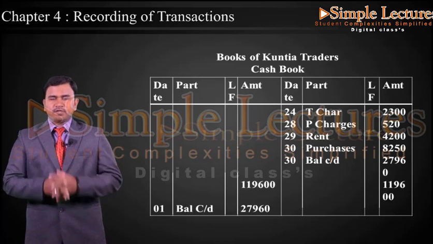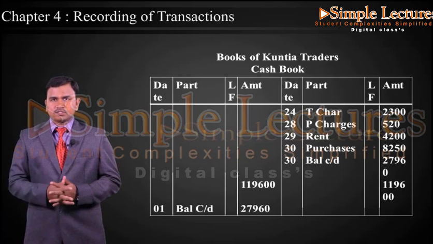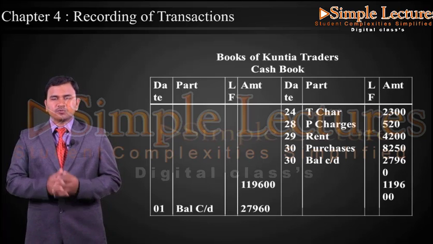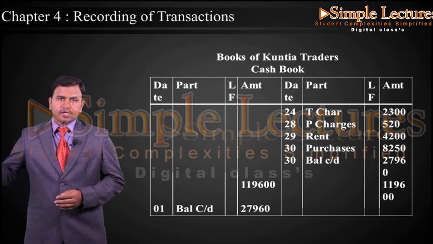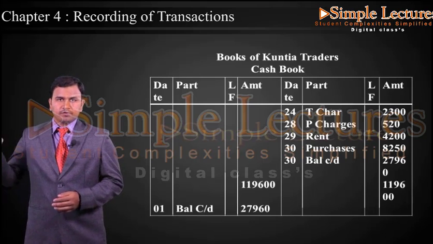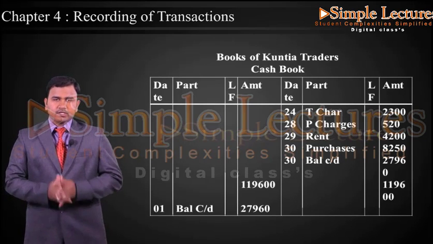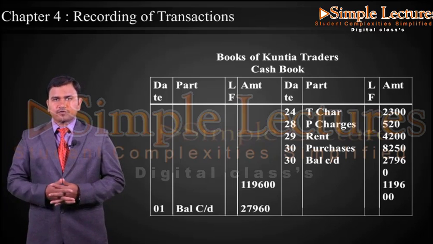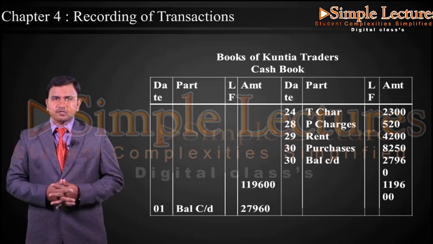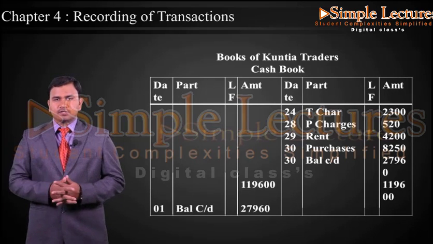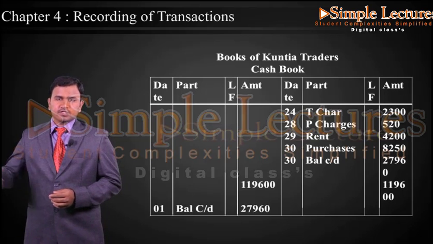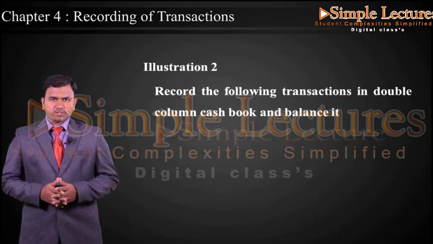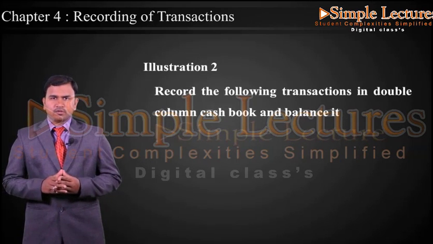27,960. So let me repeat once again here, what is the concept of balancing: whatever receipts we have recorded in the debit side, in the sense what is the cash we are receiving, and out of this cash what payments we are going to make, that was recorded in the credit side. So at the end we are going to see what cash we have, out of that what payments we have made, and what is the cash left over with the organization. So in this particular illustration, the leftover cash with the organization is 27,960.